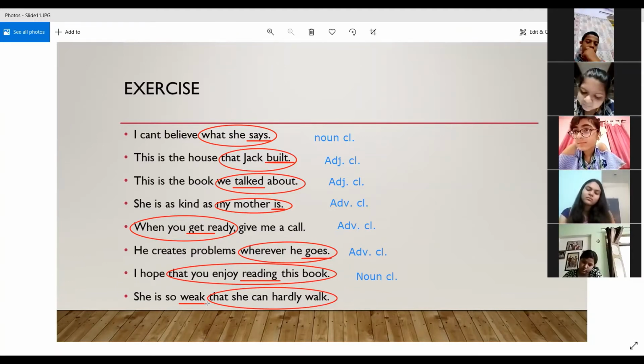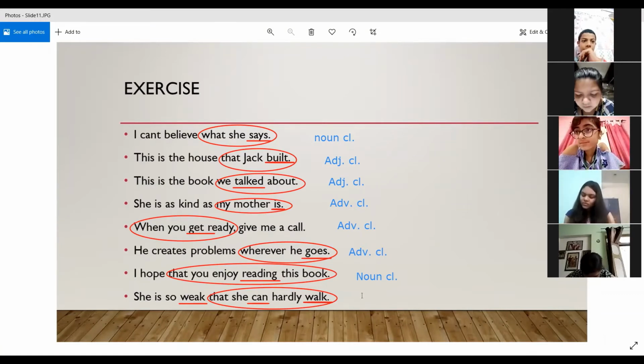Now tell me the verb that is present over here. Can. Only can? No, sir, can hardly. No, hardly is telling the manner in which she can walk. Walk is also a verb over here, because we are talking about the act of walking, right? So walk is being used as a verb over here, and hardly is describing how she is going to walk. So the word hardly is acting as an adverb of manner, and this whole clause that she can hardly walk is an adverb clause. Yes, sir. Understood?